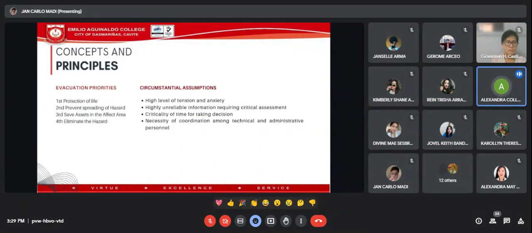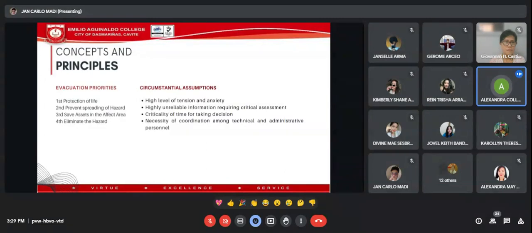Next is your circumstantial assumption. So, during the mock drills, ano po dapat yung ine-expect natin? Ano po dapat yung mga ina-assume natin na nangyayari or mangyayari during a drill as well as the real emergency situation? So, kapag nangyari na talaga yon at hindi na drill, ano dapat yung difference na makikita mo sa drill at saka sa emergency situation? So, dapat may mga circumstantial assumptions tayo.